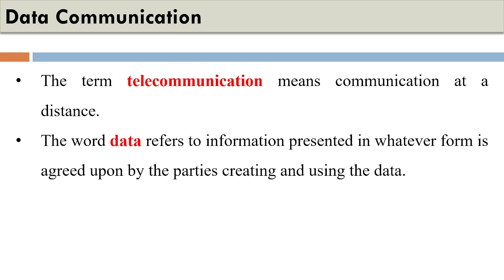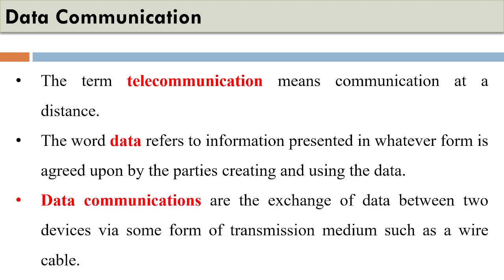Either it can be text, it can be number, it can be image, audio, video, whatever it is, and the parties which are exchanging the information agree to it. Now, data communication here also means the exchange of data between two devices via some form of digital medium, such as a wire, cable; wireless communication is also possible.